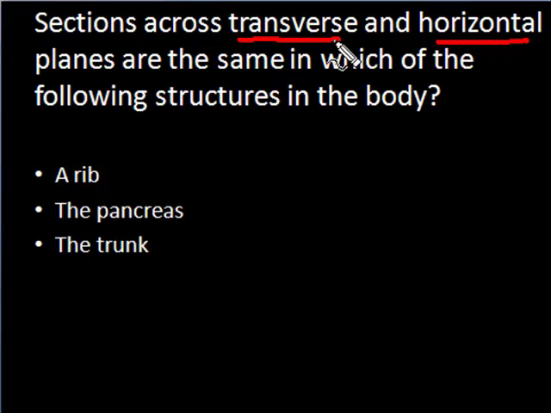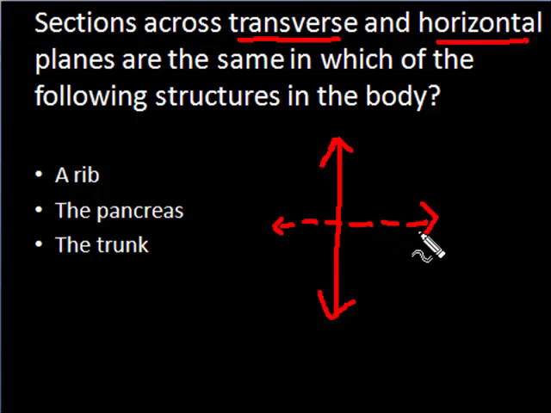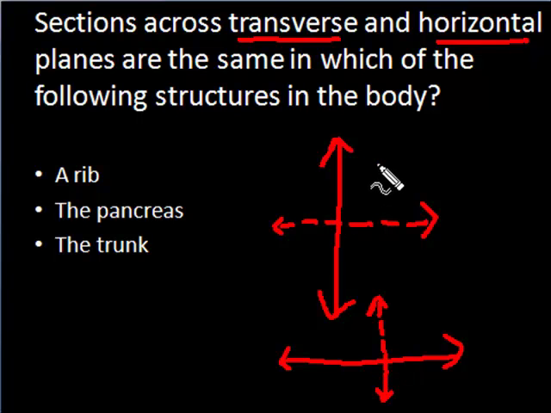Transverse sections are sections which are perpendicular to the long axis. So if the long axis is this way, the transverse section will be perpendicular. It will go across this way. If the long axis is this way, the transverse section is perpendicular, so it will be this way. So you can see in this, it is dividing a structure into an upper and a lower part. In this, it is dividing a structure into a right and a left part.